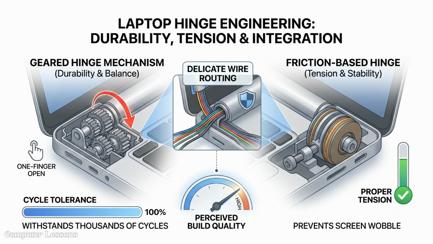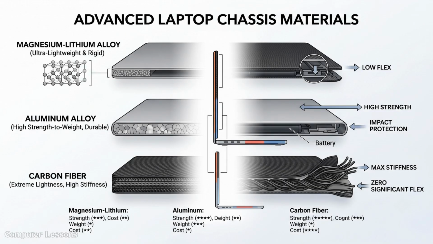Proper hinge tension is essential for the perceived build quality of a laptop. Material science dictates the rigidity and weight of the chassis, with magnesium, lithium, and aluminum alloys being standard. These materials offer high strength-to-weight ratios, protecting internal components from flex and impact. Carbon fiber is also used in premium designs to achieve extreme lightness without sacrificing structural stiffness.